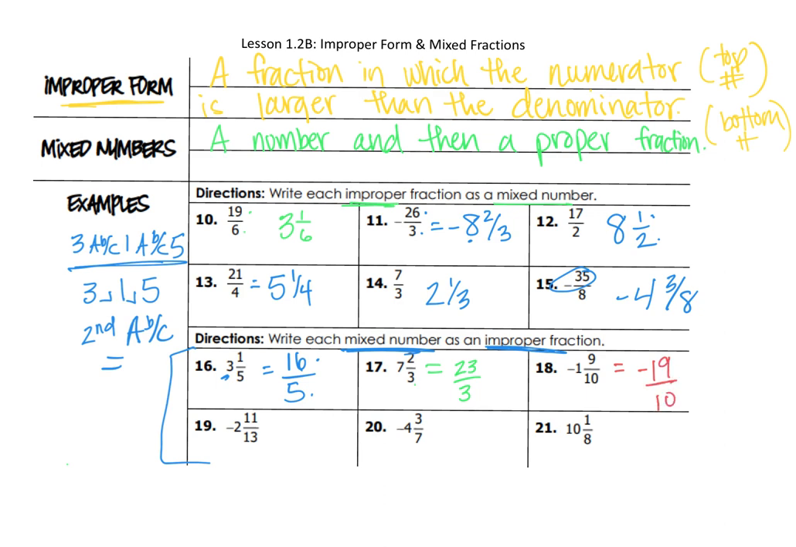Number 19, we have -2 and 11/13. So in our calculator, we would do negative sign. Remember, it's that negative at the bottom. -2, ABC, 11, ABC, 13, and then second, then ABC, and it would tell us this was the same as -37 over 13.